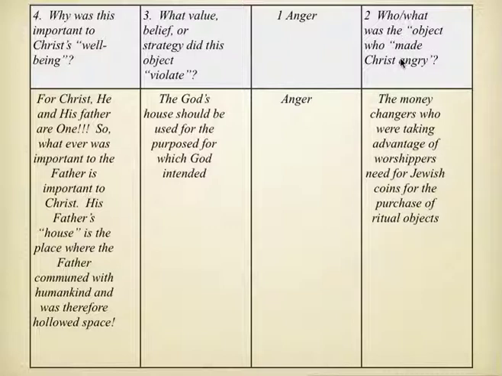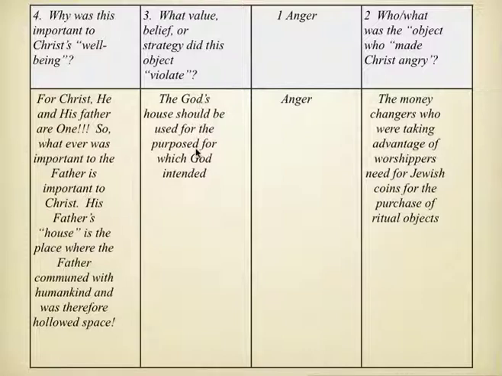Who made him angry, or what was the object who, quote unquote, made him angry, or in whose presence did anger occur? Well, it was the money changers who were taking advantage of the worshipers. These worshipers came to Jerusalem from out of town, all over the empire. They had coin of the realm. They needed to change it into Jewish coins for ritual purposes. Well, these folks would charge an interest rate, or would take a deduction, and so they were using the temple as an opportunity to make a buck. Well, Christ became angry with this.